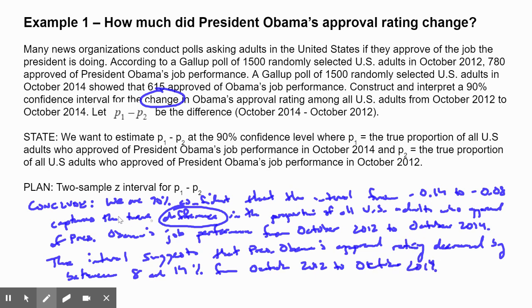Okay, so again, make sure you have two sentences. One is more or less the way we interpret the confidence interval from chapter 7, I think section 1. And then here, the second part really dives into what those numbers really mean. Okay, so this was a confidence interval for a difference in proportion. The next video will be a significance test.